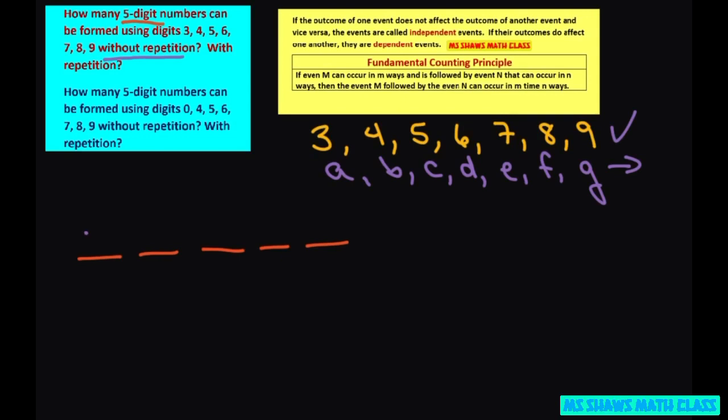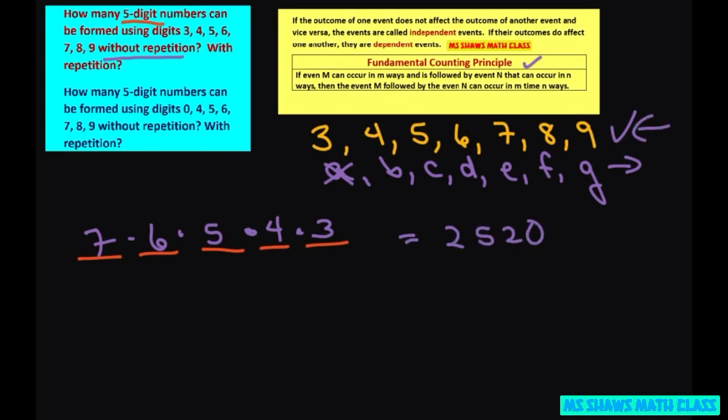So we have 7. Let's say we chose A. Then we would have 6 left. And we're using the fundamental counting principle. Then 5. Then 4. Then 3. And you multiply this out. And that gives you 2520.